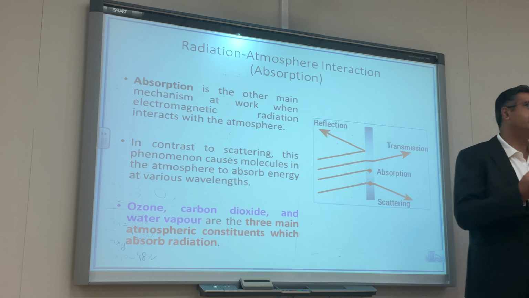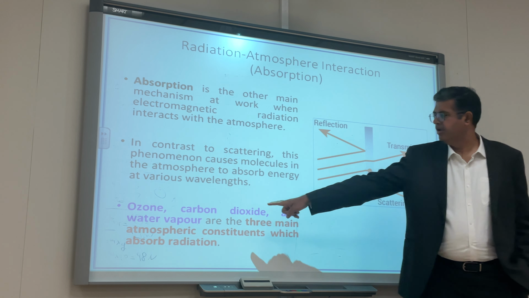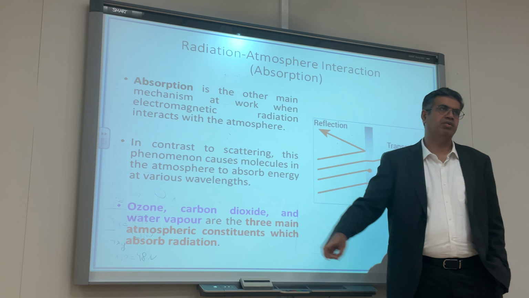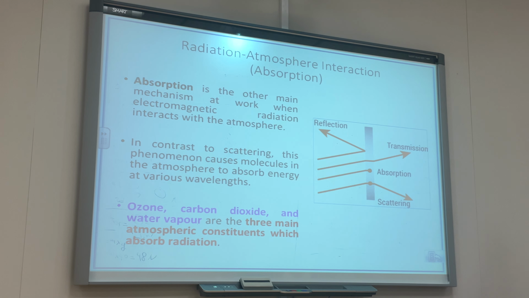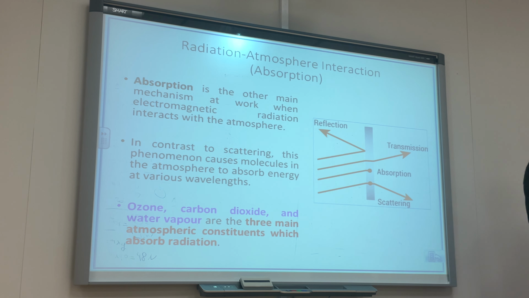And what are the main constituents or main particles which are present in the Earth's atmosphere which are responsible for absorption? The answer is it's ozone, carbon dioxide and water vapor. These are the three most important particles present in the Earth's atmosphere which are responsible for absorbing the radiation.